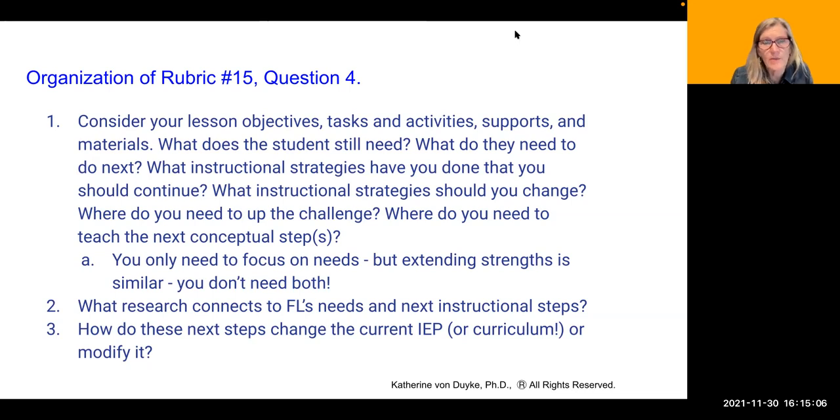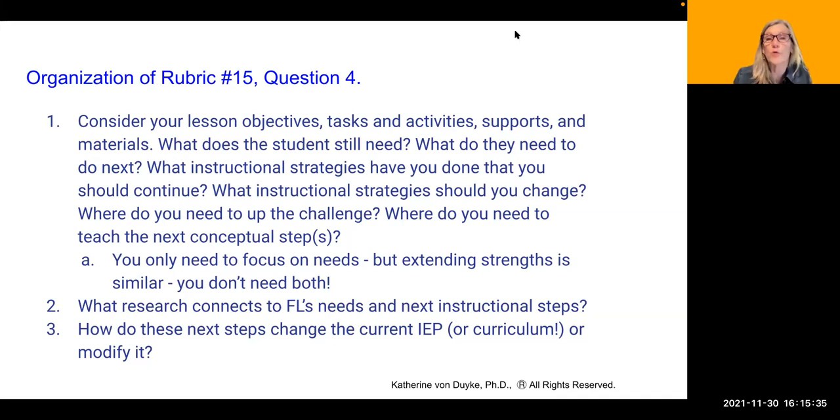Now, this question focuses on needs, but extending the strengths can be written up as a need. So they have a need for the next step, and so you're going to take their strength as evidenced by blah, blah, blah, and scaffold to it to get to that concept. But because you were asked about needs and strength in so many other rubrics and you probably got hyper focused on it, just realize that you're only extending to a need, whether it's a strength expressed as a need or a need.